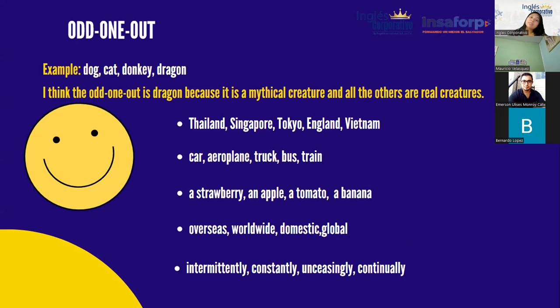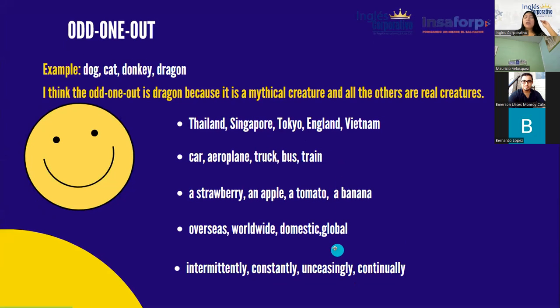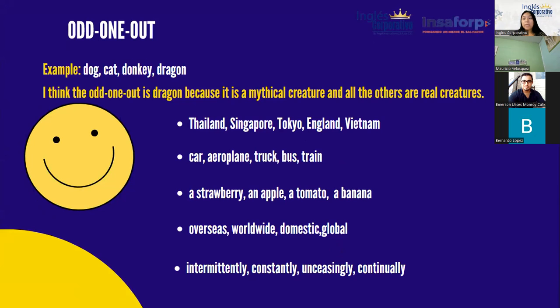Domestic. Domestic is something local. O sea, algo local. Yeah, domestic. And now, what about global? Global, okay. So which one is the odd one out on this? Domestic, okay? Because domestic is the only one that is local. De ahí los demás hablan de cosas exterior, right? En el exterior.